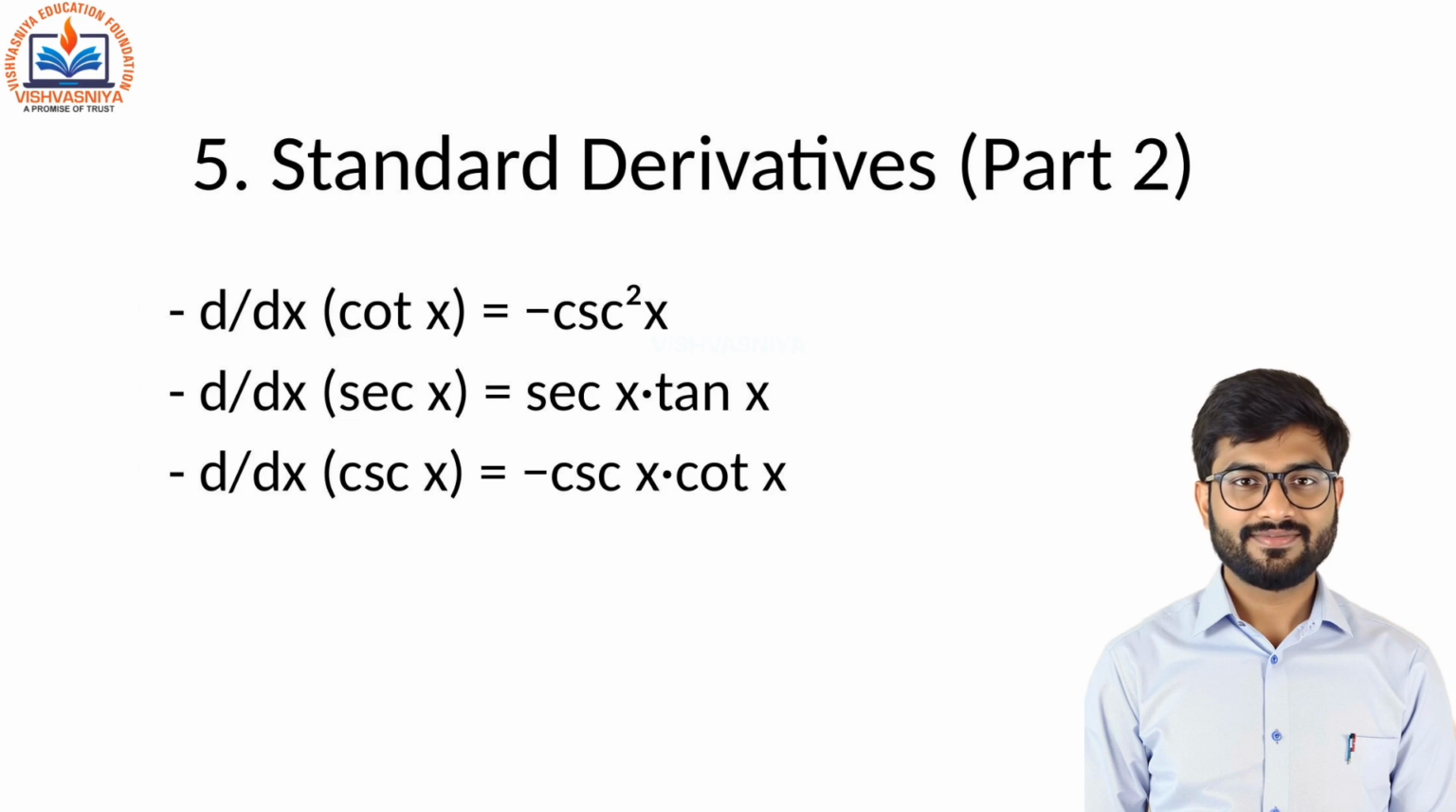d by dx of cot x equals minus cosec squared x. d by dx of sec x equals sec x times tan x. d by dx of cosec x equals minus cosec x times cot x.